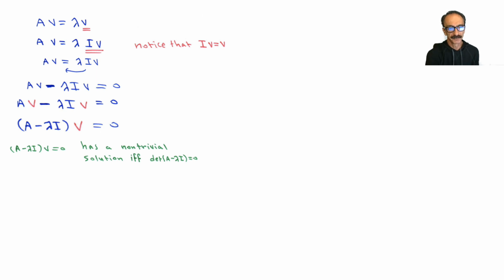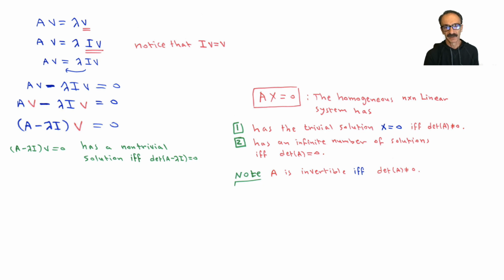This will have a non-trivial solution if and only if the determinant of A minus lambda I equals 0. From a previous section we had the following: a homogeneous linear system, written as Ax equals 0, has the trivial solution x equals 0 if and only if the determinant of A does not equal 0. It has an infinite number of solutions if and only if the determinant of A equals 0.